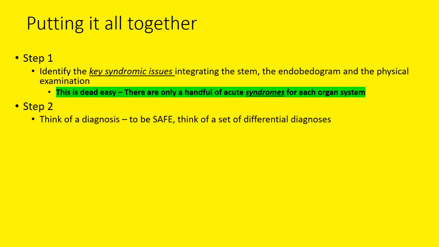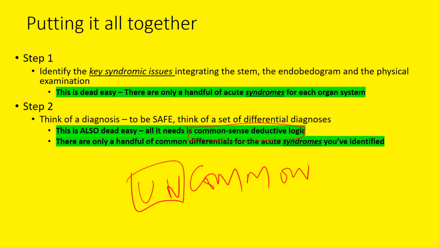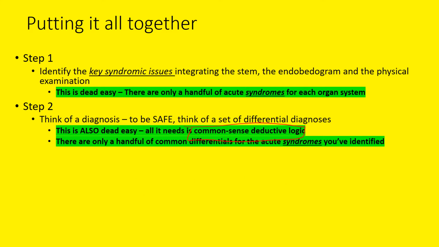Step 2, think of a diagnosis, and to be safe, think of a set of differential diagnoses. And again, all this requires is common sense deductive logic. And the problem with common sense is that it's not common. It's uncommon sense nowadays. Go back to basics, and again, it should make sense to you. There are only a handful of common differentials for the acute syndromes that you have identified here.